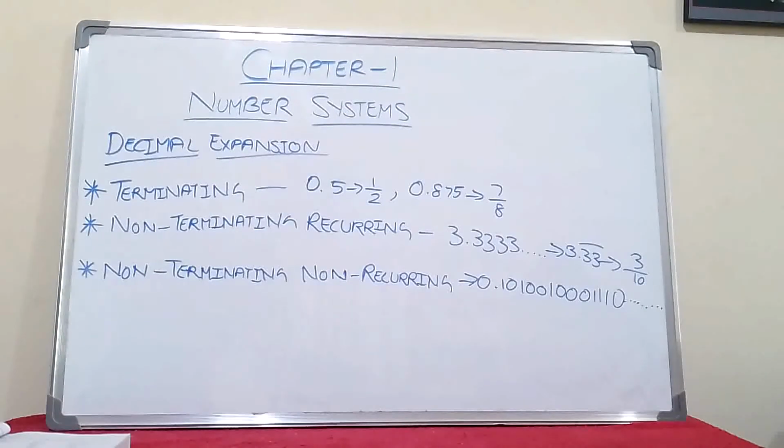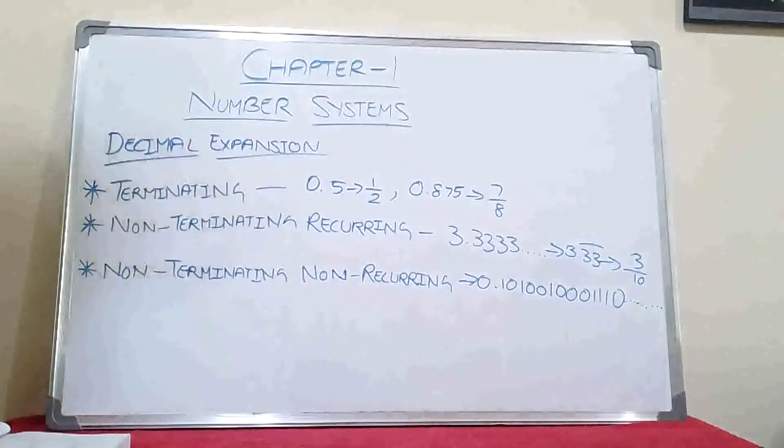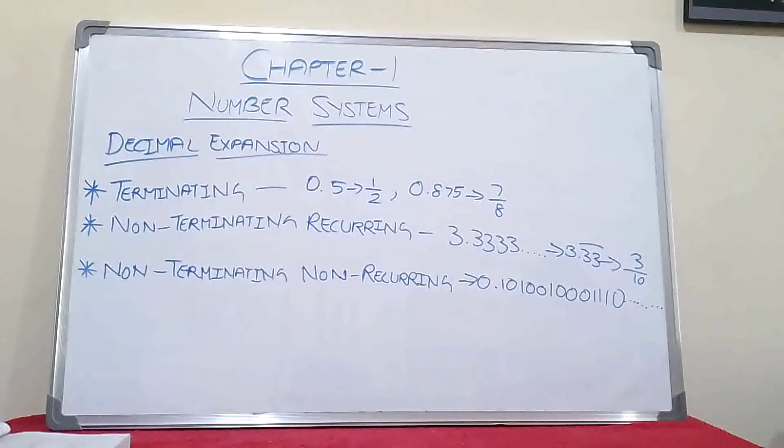So our next topic is decimal expansion. As we have seen, every real number can be shown in a decimal expansion. A rational number can be shown in the form of p by q, which means it can be converted to a decimal expansion as well. And even an irrational number can be shown in a decimal expansion. And this is a very important way of recognizing a rational and irrational number.